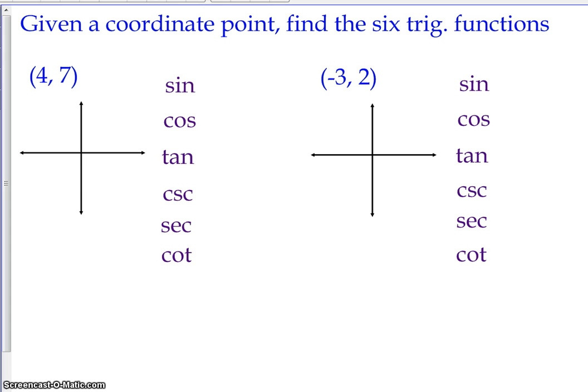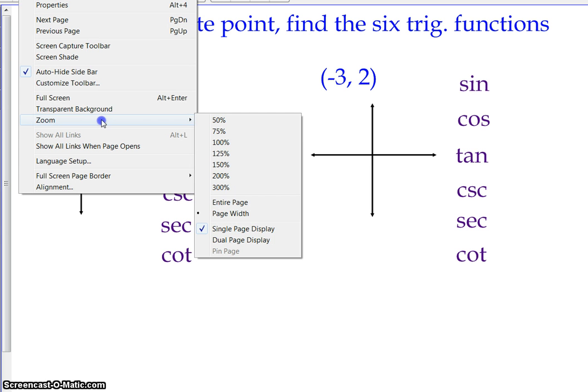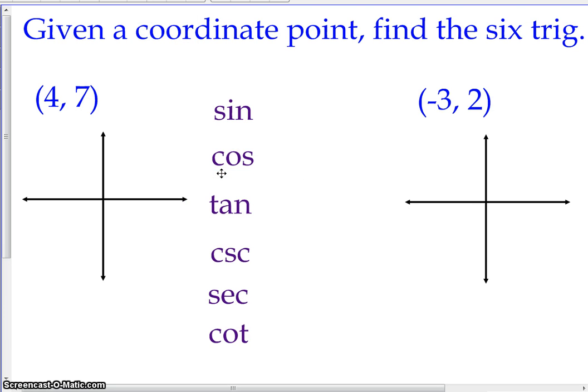So let's look at this. When we're given a coordinate point, let's find the 6 trig functions. I'm going to zoom in here. I hope you're okay with this for a minute. There we go, a little bit better. It gives us more of the screen to see.